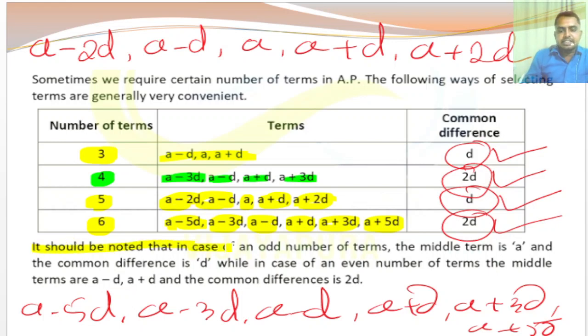Observe one point here. It should be noted that in the case of an odd number of terms, the middle term is a. If 3 terms, the middle term is always a. If 5 terms, which is again odd, the middle term is a. The common difference of an odd number of terms is d. While in the case of an even number of terms, that is 4 and 6, the middle terms are a minus d, a plus d, and the common difference of an even number of terms is 2d.